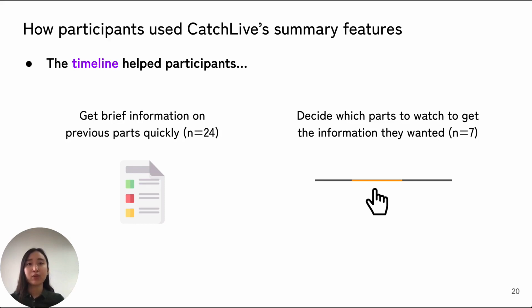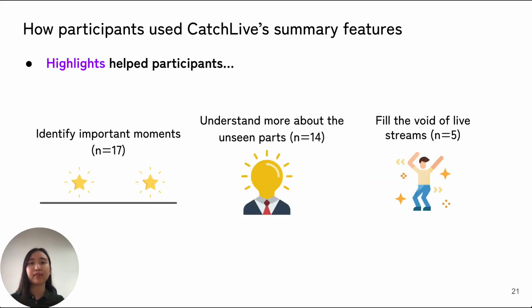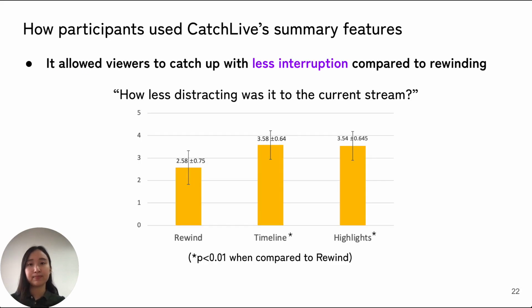These are the results. When asked about in what way the timeline was helpful, participants mentioned that they were able to get brief information on previous parts quickly before they started watching the stream. It also helped them decide which parts to watch to get the information they wanted while watching the stream. Participants mentioned that highlights helped them identify the important moments in the long stream and understand more about what had happened. Furthermore, they mentioned that highlights fill the void of live streams, especially when the stream gets loose. When asked about how distracting the features were to the current stream, both timeline and highlights allowed viewers to catch up with less interruption compared to rewinding.